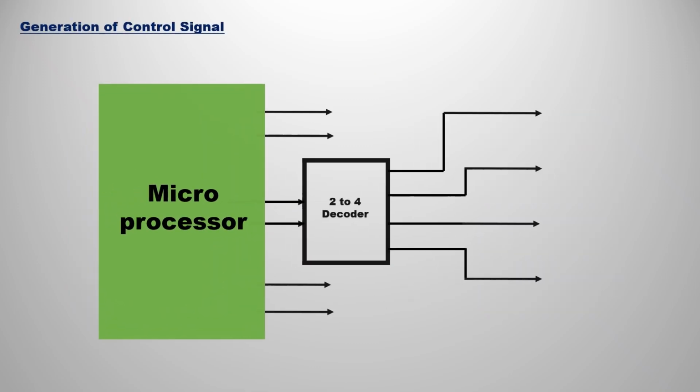Finally, we have the generation of control signals. In a microprocessor we have many inputs and many outputs, so it is very difficult to control all the signals. For that control, we need decoders, to control many of the other signals. These are the applications of decoders.